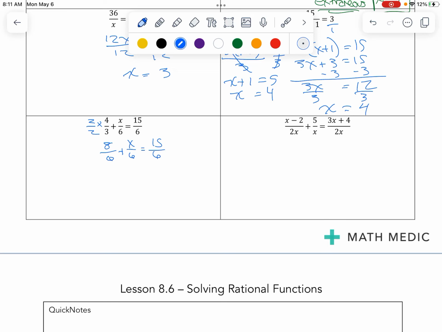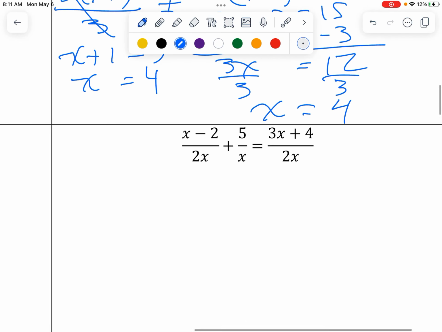So now, if you solve this one, your denominators are all the same, so you just end up with 8 plus x equals 15. Subtract 8 from both sides, and you just end up with x equals 7. Okay? So similarly here, I have the 2x here, so this one just needs an x over x to get a common denominator, and then I can get rid of the denominators altogether.